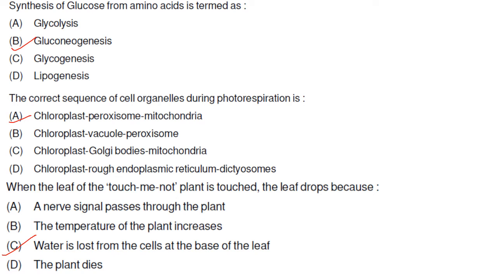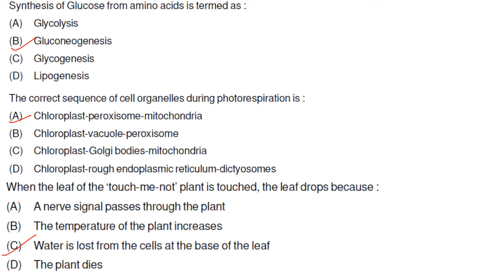Then the correct sequence of cell organelles during photorespiration is, so for photorespiration you need chloroplast, mitochondria and peroxisome. Now the correct sequence is chloroplast, peroxisome and mitochondria. Answer is option A. When the leaf of the touch me not plant is touched, the leaf drops because. So when leaves of Mimosa pudica, that is touch me not, is touched, the stimulus reaches the base of the leaf. Owing to this stimulus, the turgor of the lower half of the pulvinus is lost and the leaf droops down. So the answer here is water is lost from the cells at the base of the leaf.